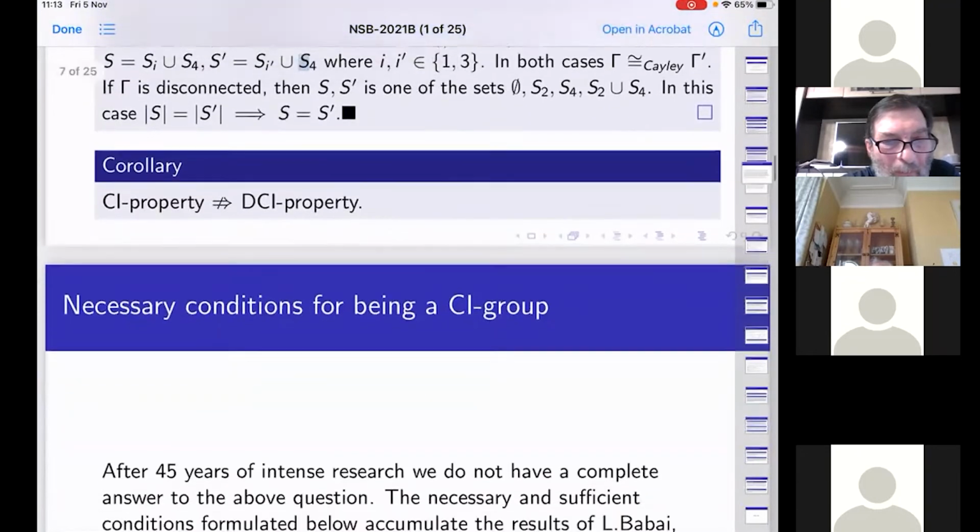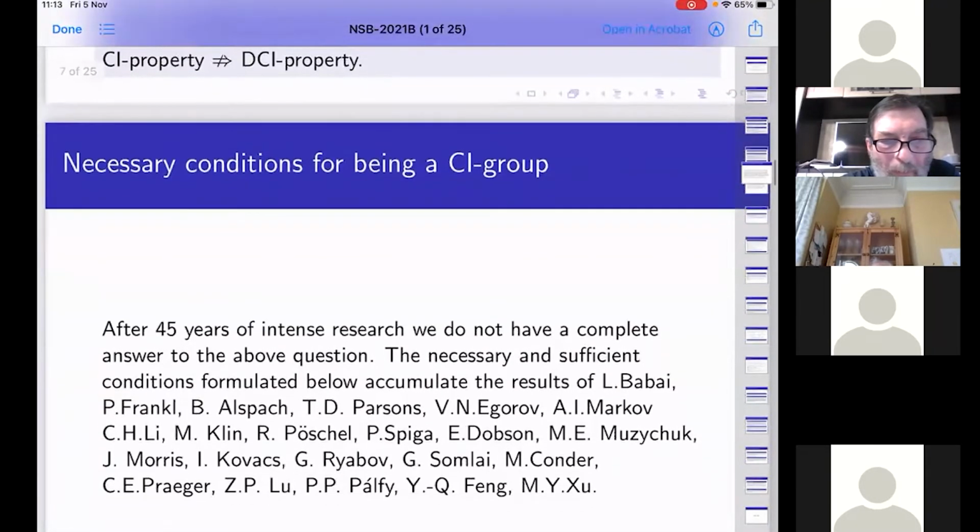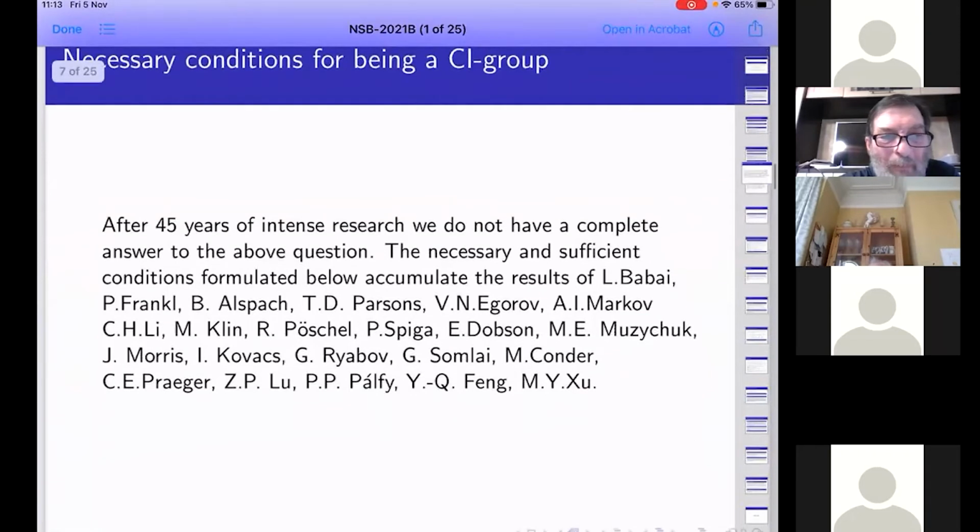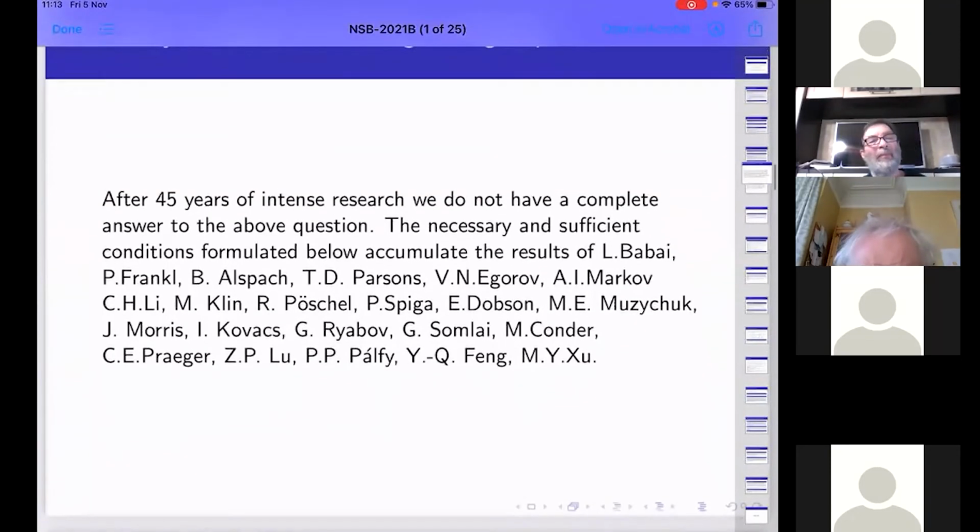Now, as I mentioned, it has been 45 years since the problem was formulated by Babai and Frankl. And during these years, a lot of people got involved in the solution of this problem. I gave the list of names, not in alphabetical or chronological order. These are just the names that are mentioned in our paper.